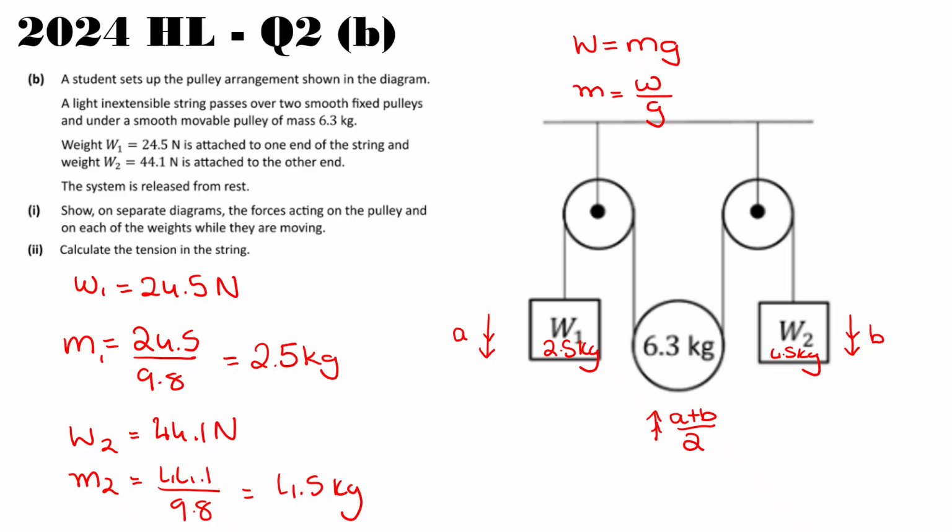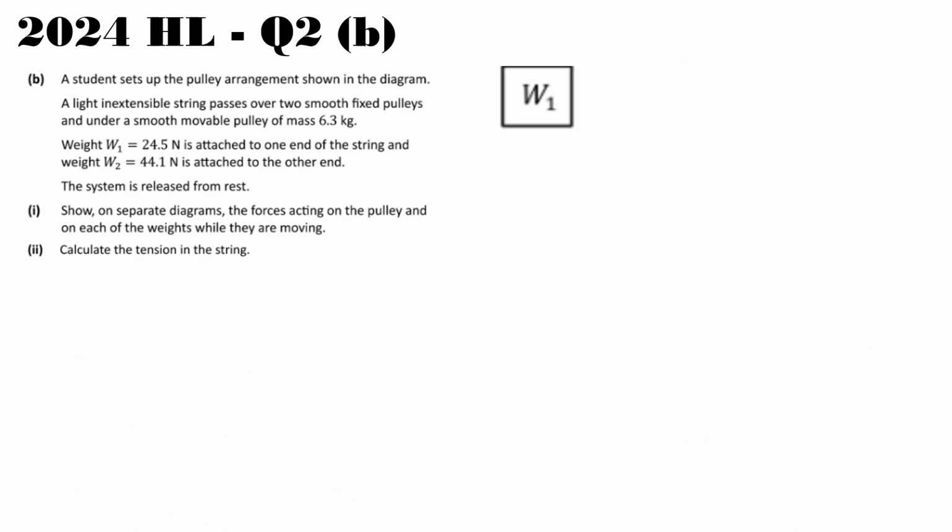So then when we get to part 1, show on separate diagrams the forces acting on the pulley and each of the weights while they're moving. We now have the direction of motion and the accelerations, which will make this much easier. So let's start with weight one.